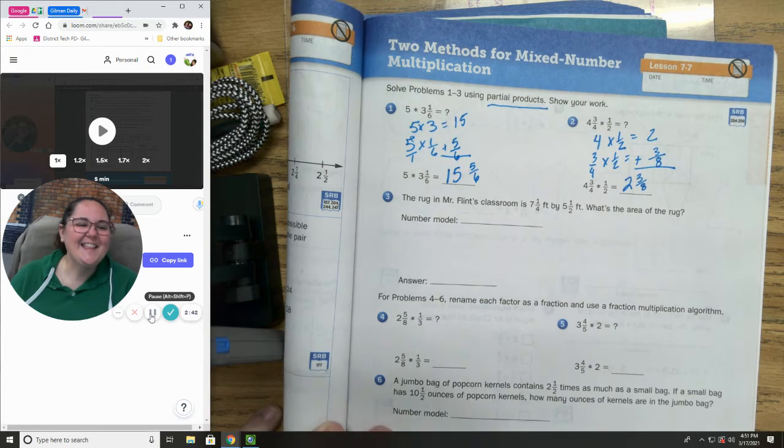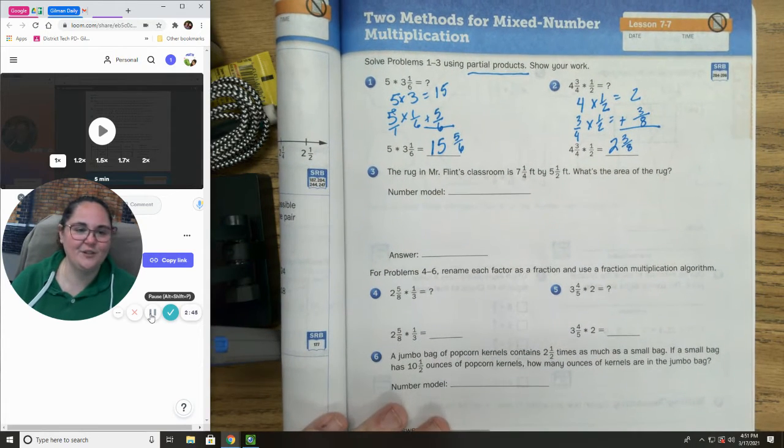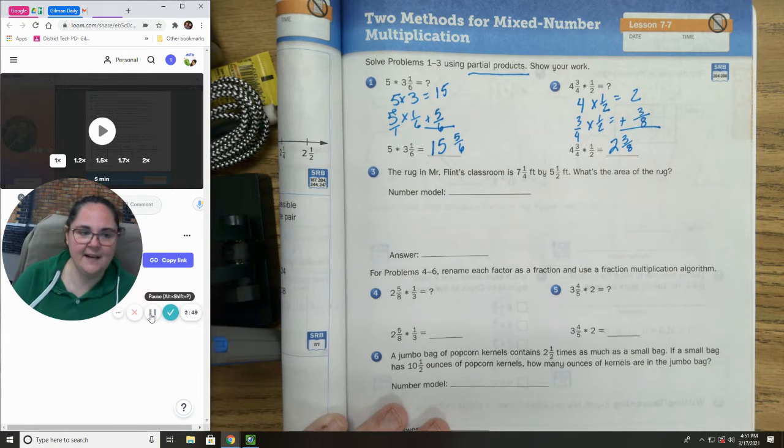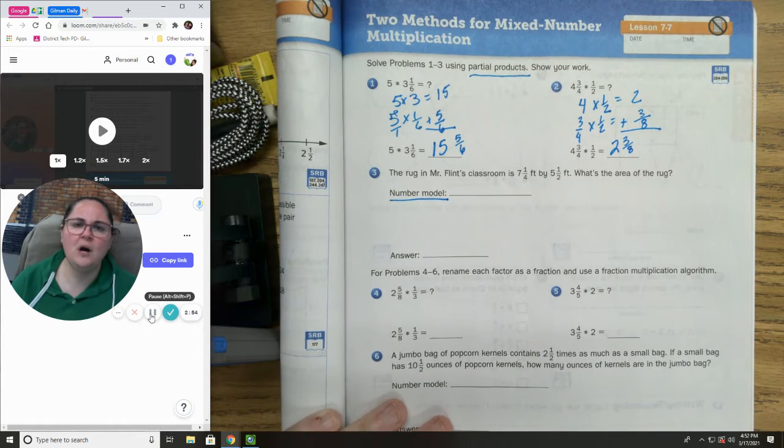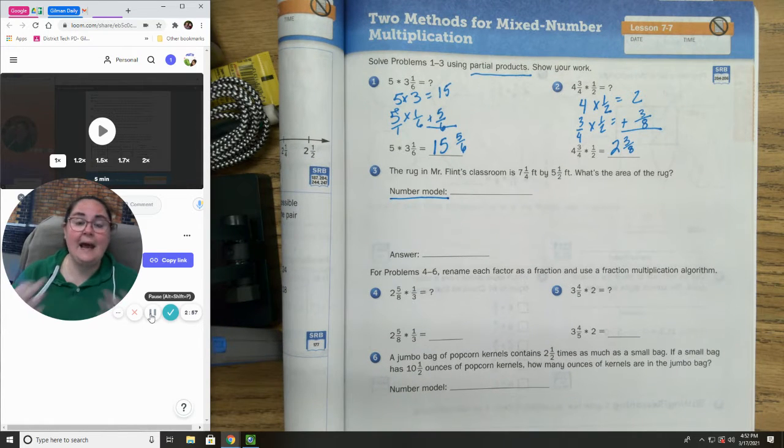All right. The rug in Mr. Flint's classroom is 7 1/4 foot by 5 1/2 foot. What is the area of the rug? Write a number model. Many of you on your math boxes, it asks you to write a number model, and some of you are not doing that. When you write a number model, it doesn't mean find your answer. It means give me what you're going to do. Are you going to take the numbers and add them, subtract them? I want you to write the number model for this problem. Your answer can be a variable.